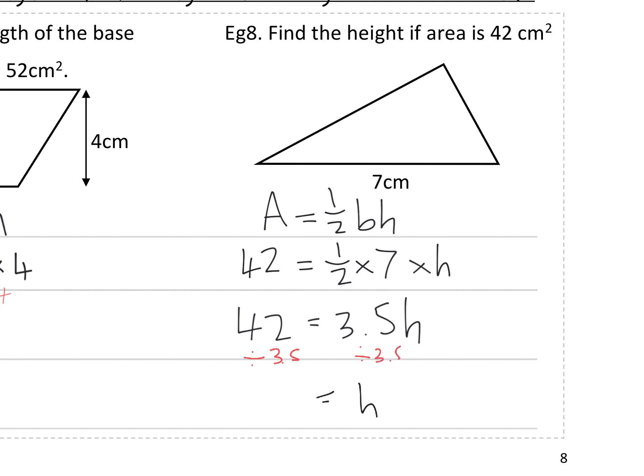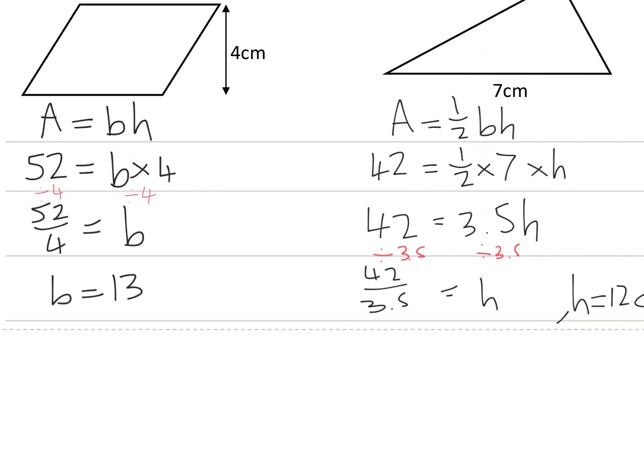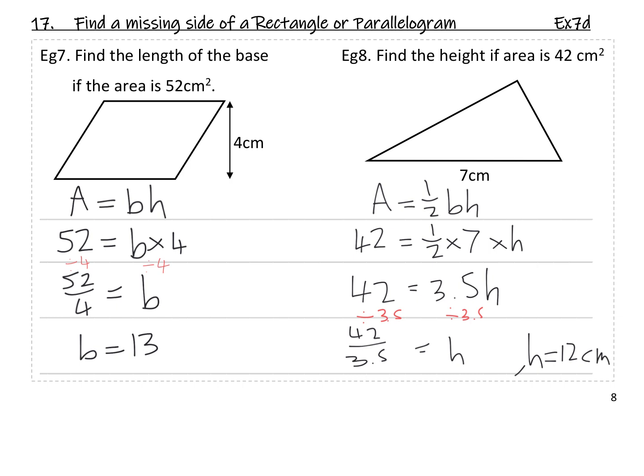And you end up with 42 divided by 3.5, and just quickly in the calculator, type that in, and we get 12. So our final answer is h equals 12 centimeters. And I should have put in the last example as well. That should have been in centimeters. The base and the height are both lengths.